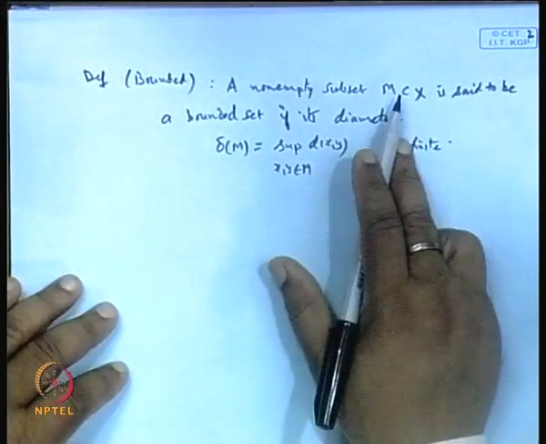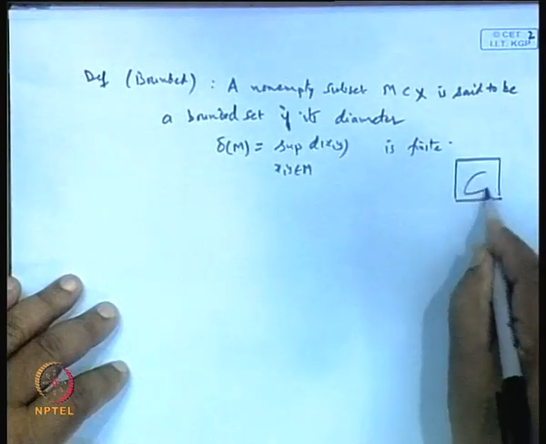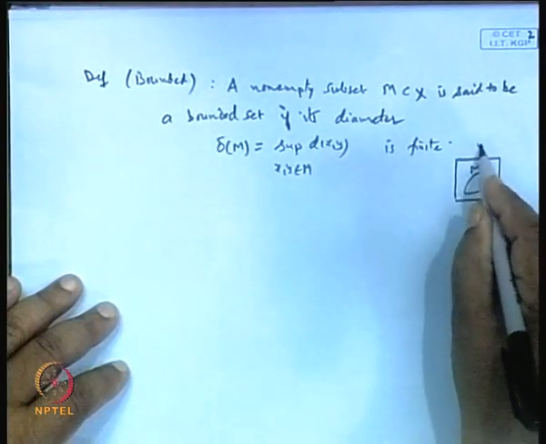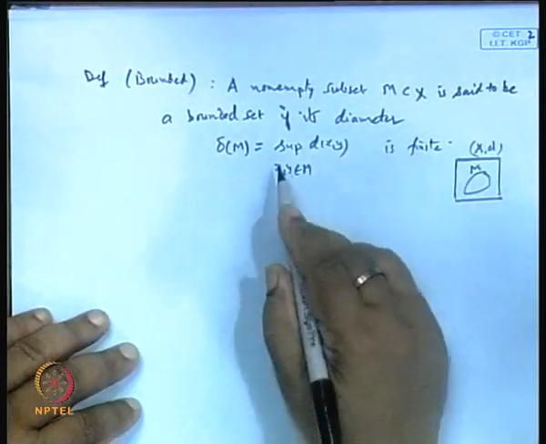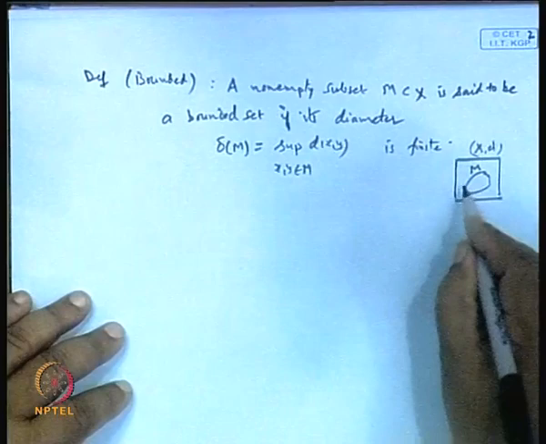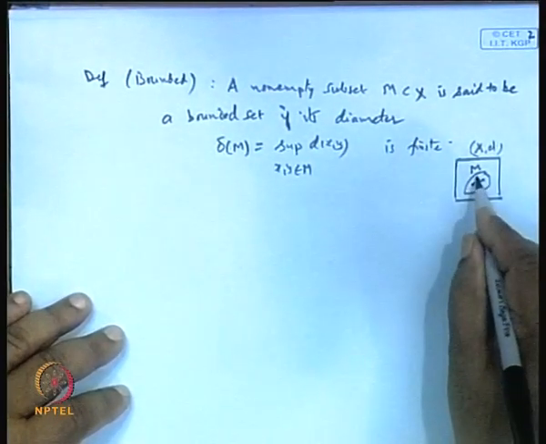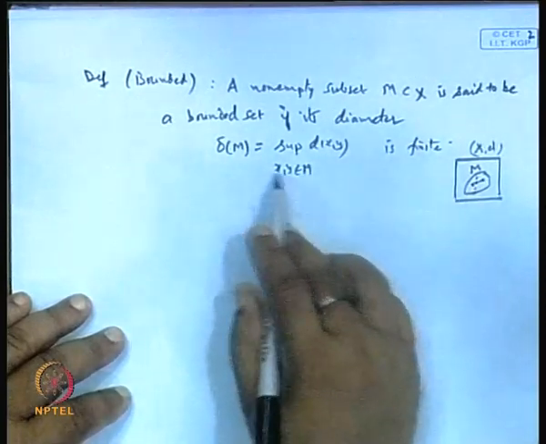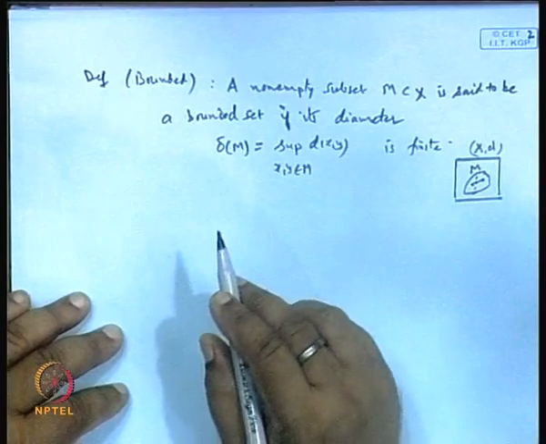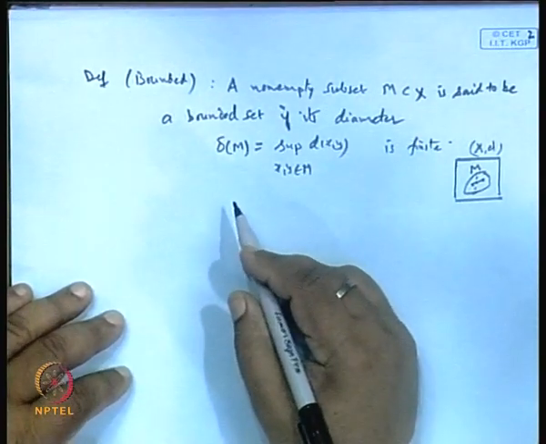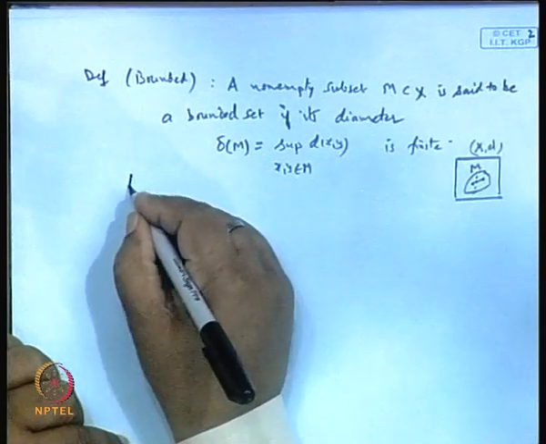Okay. So, a set M, which is a subset of a metric space (X, d), is said to be bounded if the diameter of this set is finite. That is, if we pick any 2 points here, find out the distances, and continue like this, then if the supremum of these distances comes out to be finite, we say the set M is bounded.